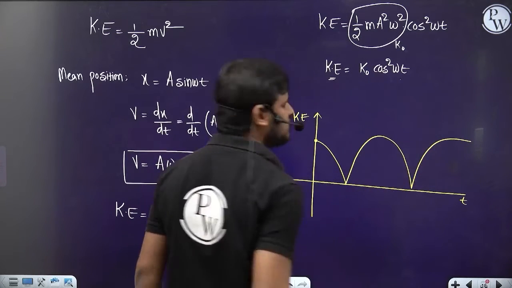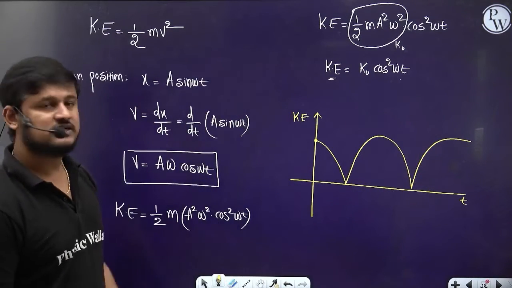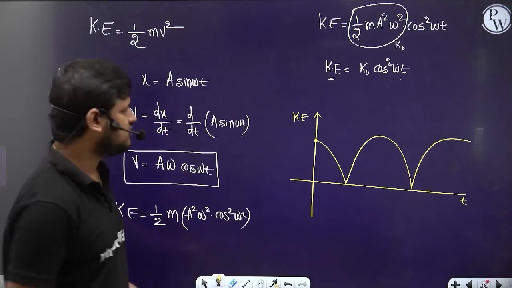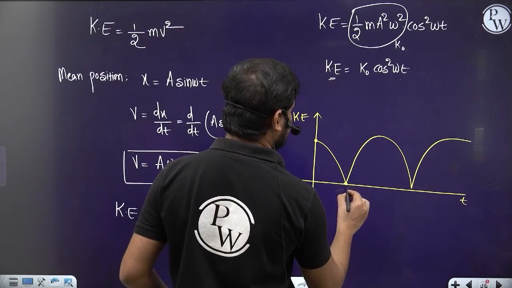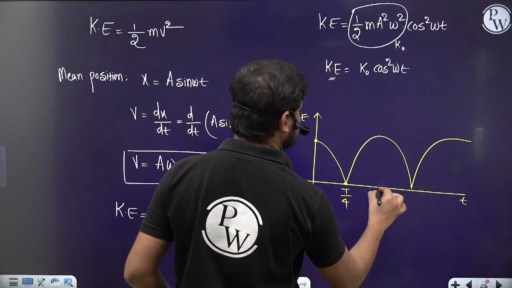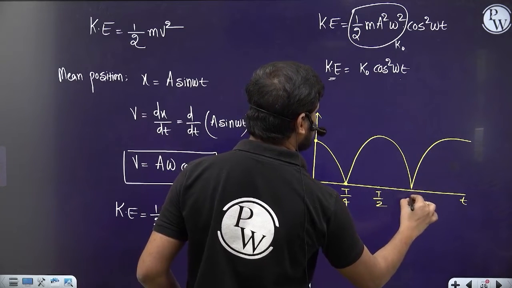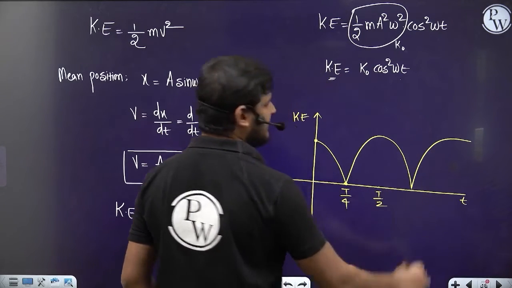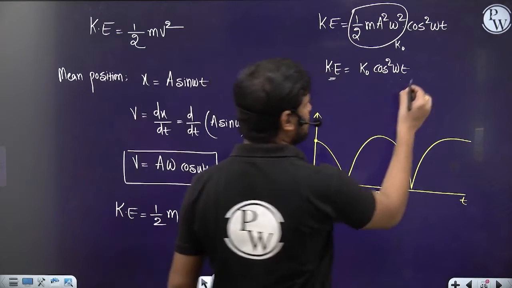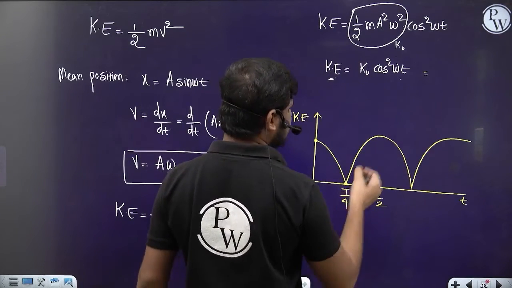So this is how the graphs look. Okay, if you want, you can substitute the values. This comes at T by 4, then this will be at T by 2, then 3T by 4 and then T. If you want, you can substitute. So let's say you take t equals T by 4.